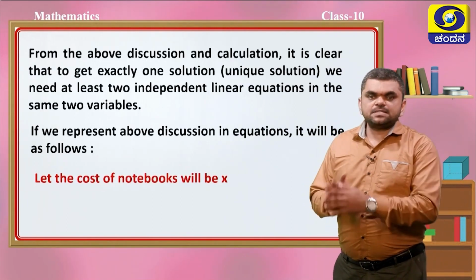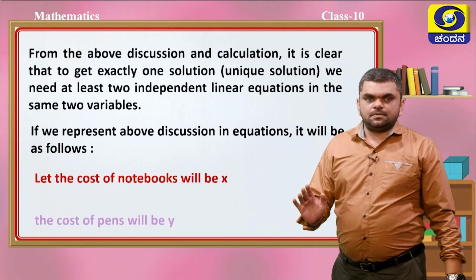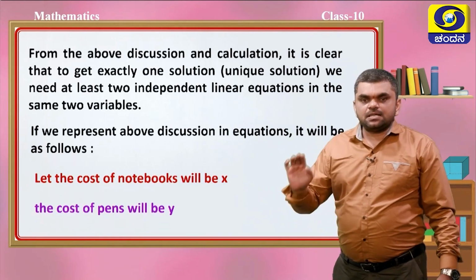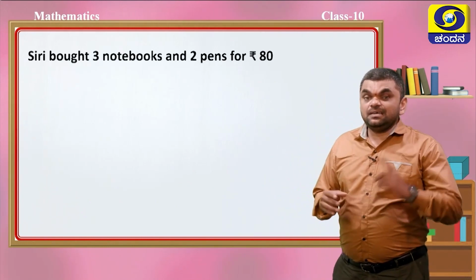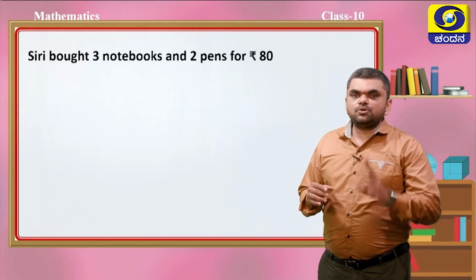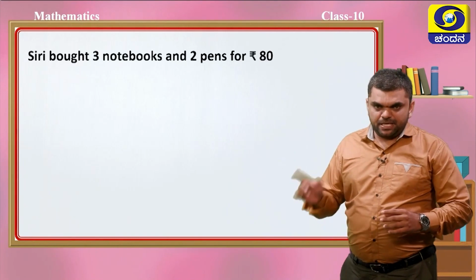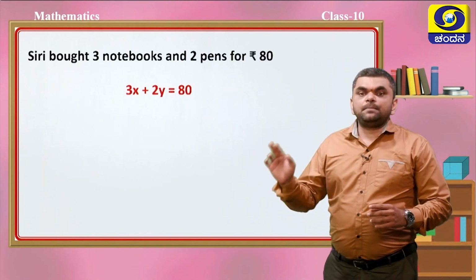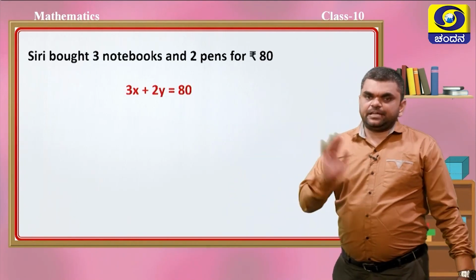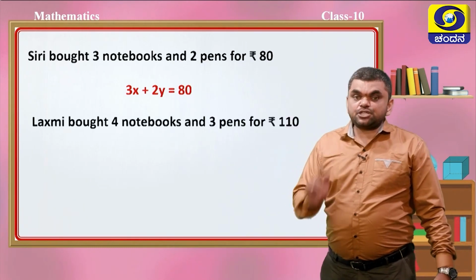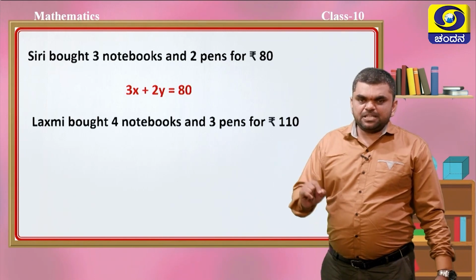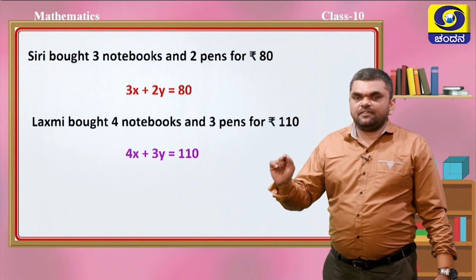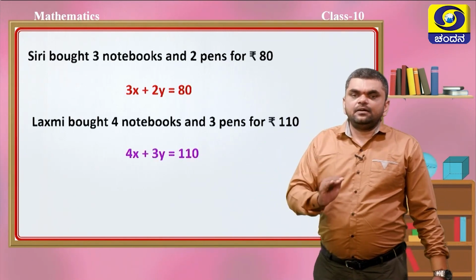Let the cost of a notebook be x, which is an unknown quantity, and the cost of a pen be y, which is also an unknown quantity. Here Siri bought 3 notebooks and 2 pens for rupees 80, which means 3x plus 2y is equal to 80, whereas Lakshmi bought 4 notebooks and 3 pens for 110, which means 4x plus 3y is equal to 110.